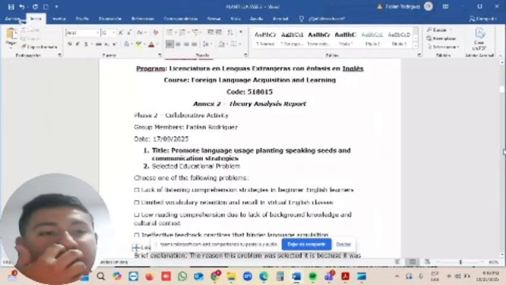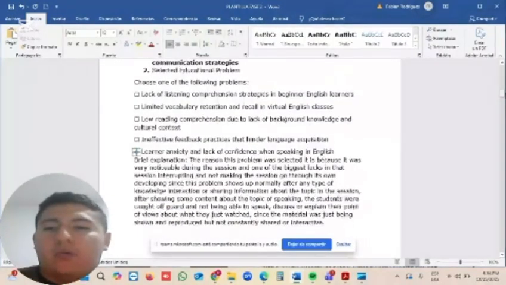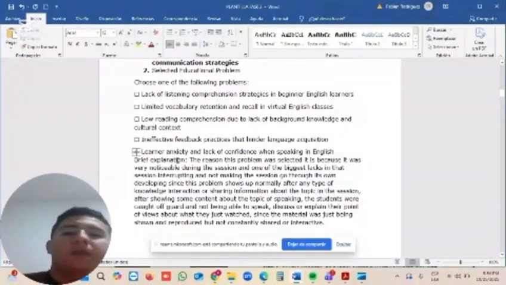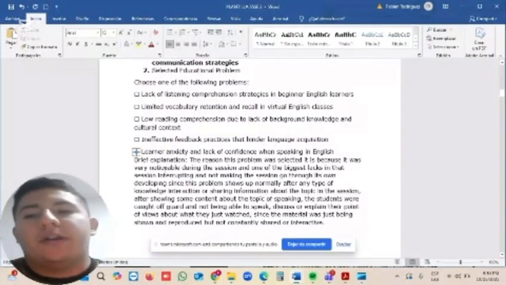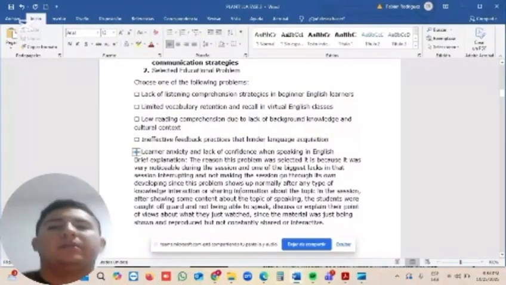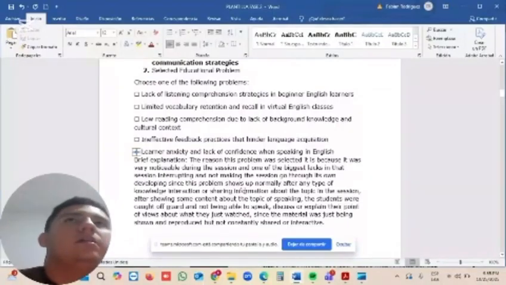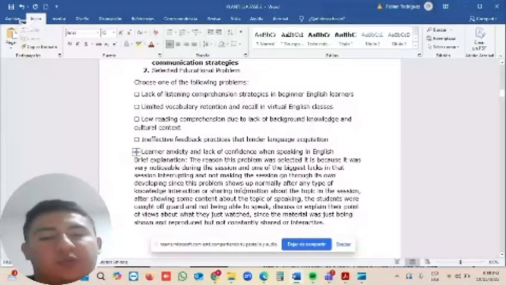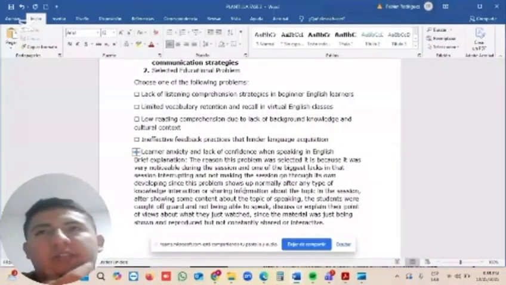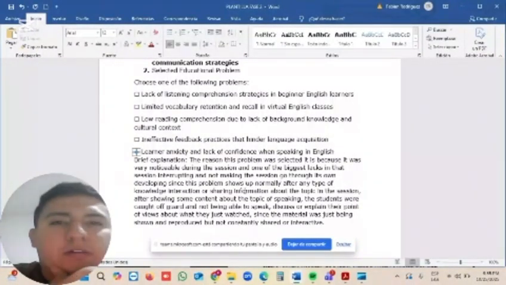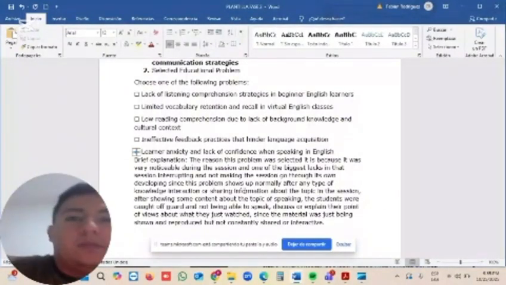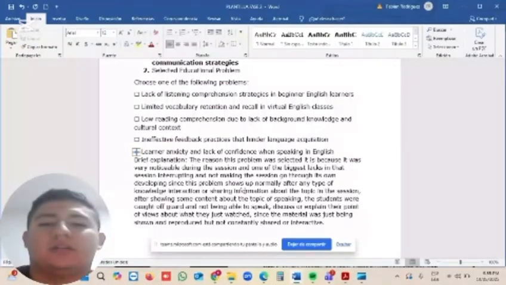Based on that title, we have the educational problem selected right here, which I selected: learner anxiety and lack of confidence when speaking in English. Okay, let's see a brief explanation about it. I noticed during the class that most of the students, these were initial students, were trying to speak in English and explain and talk about different topics and participate, answering questions all day.